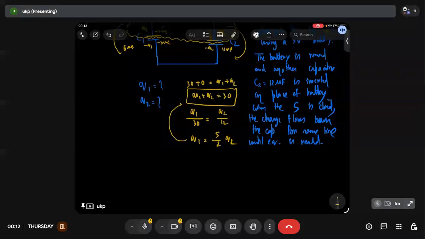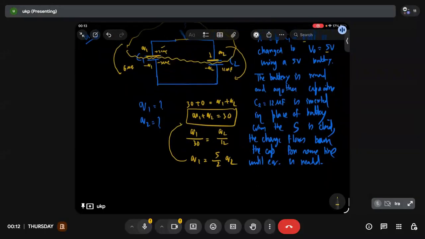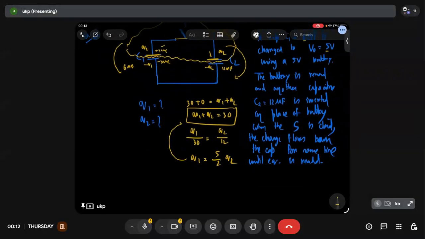Is this what you got, or was there some calculation mistake? No, no, Q1 by 30, there it was given 6. Oh, sorry, my mistake. The capacitance was 6. Sorry. So we are getting basically, I am directly cross multiplying, Q2 equal to 2 times Q1. Check it. Q2 equal to 2Q1.